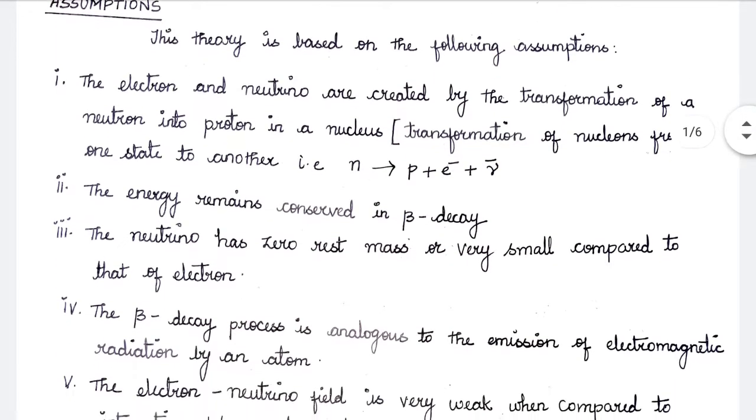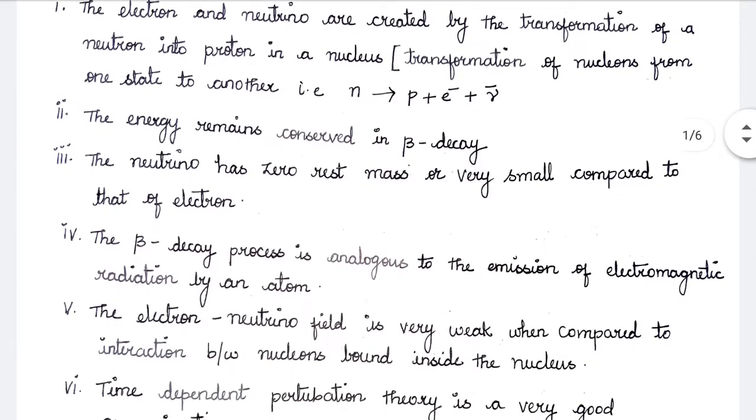The assumptions are: the electron and neutrino are created by the transformation of a neutron into a proton in a nucleus and vice versa. That means the transformation of nucleons from one state to another. That means a neutron may change into a proton, and a proton may change into a neutron. During this process, a beta particle is emitted plus a neutrino or its antiparticle. This is his first assumption.